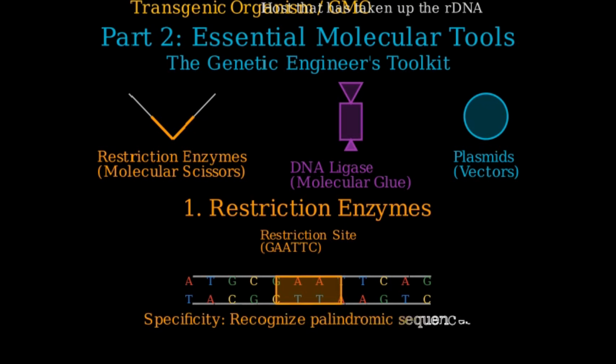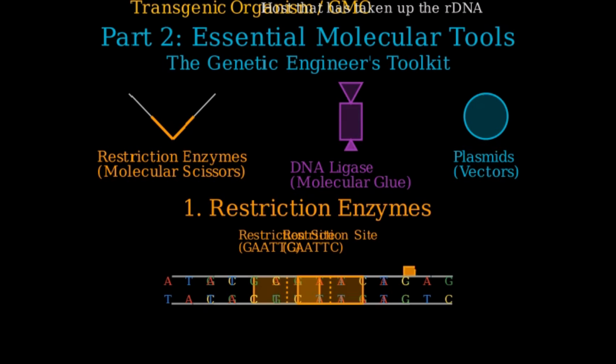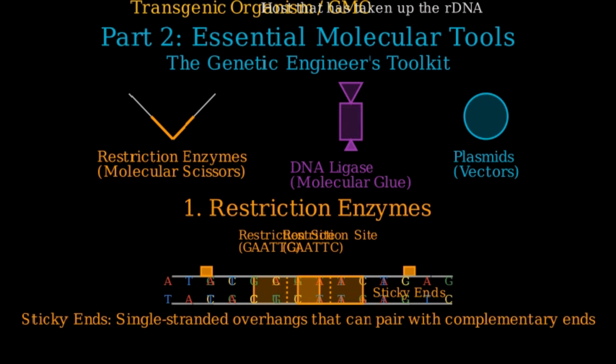Specificity. Each restriction enzyme recognizes a specific, short nucleotide sequence called a restriction site or recognition sequence. These sequences are typically palindromic, meaning they read the same forwards and backwards on opposite strands. For example, GAATTC. Sticky ends, the most useful restriction enzymes, like EcoRI, make a staggered cut leaving short, single-stranded overhangs. These are called sticky ends because they can easily form hydrogen bonds with complementary sticky ends. This is crucial for pasting the gene into the vector.